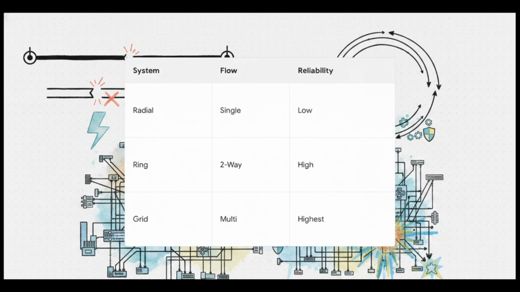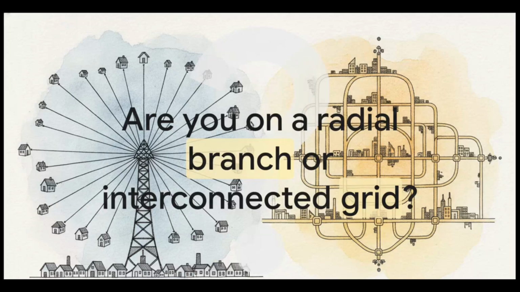Power flows in two directions, giving us high reliability through fault isolation with a medium level of complexity. And finally, the interconnected system, multi-directional flow, delivering the absolute highest reliability that can even survive a total substation failure. But, as you'd expect, it demands the absolute highest level of complexity to keep it all running safely. Understanding this invisible architecture really changes how you look at the world. Those poles and wires outside aren't just random lines. They're part of a meticulously designed living organism.